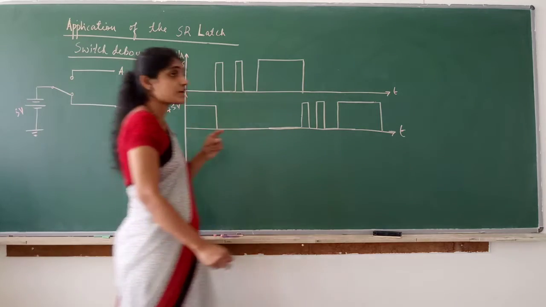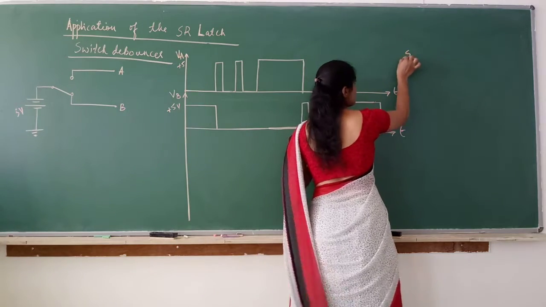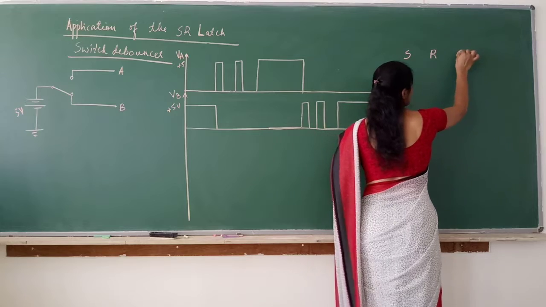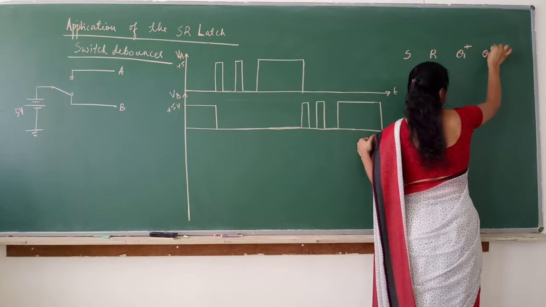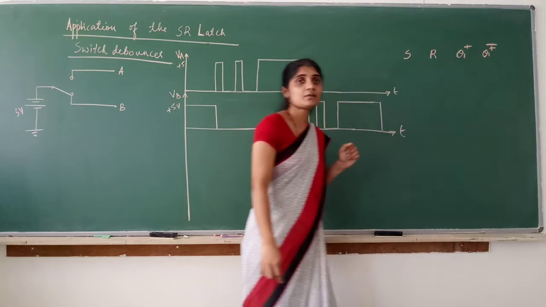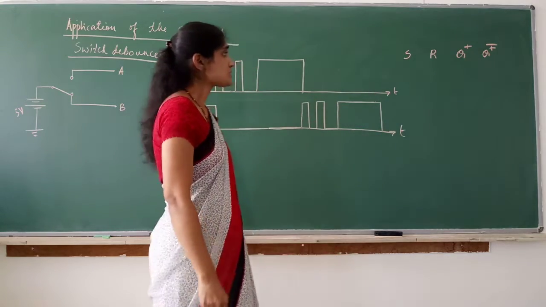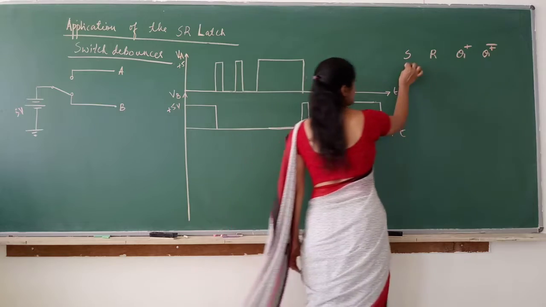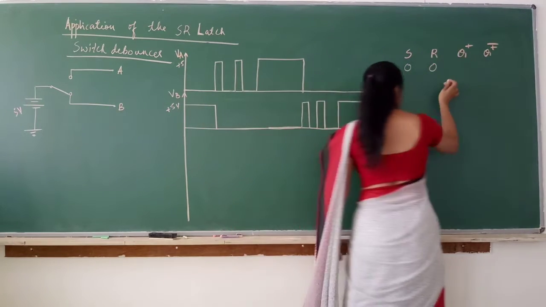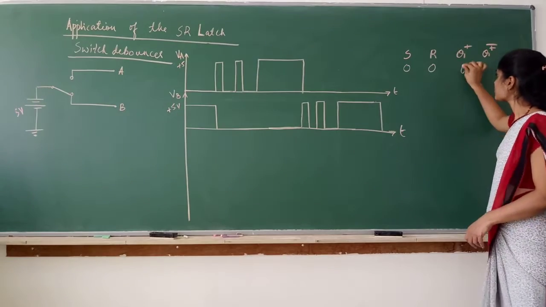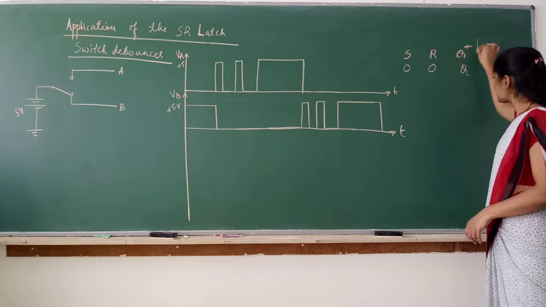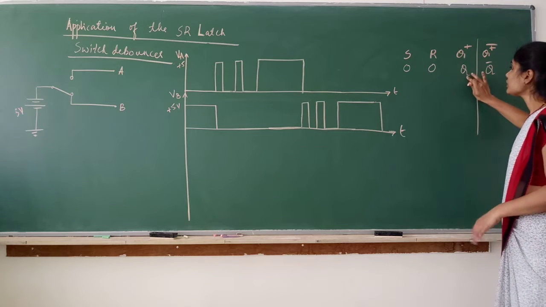So what is the function table of the SR latch? If you remember, S, R, Q plus, Q plus bar. Next state I am writing. One more column you can add, that is state. So if S is 0, R is 0, the next state is the same as the previous state. Q plus is just the complement.